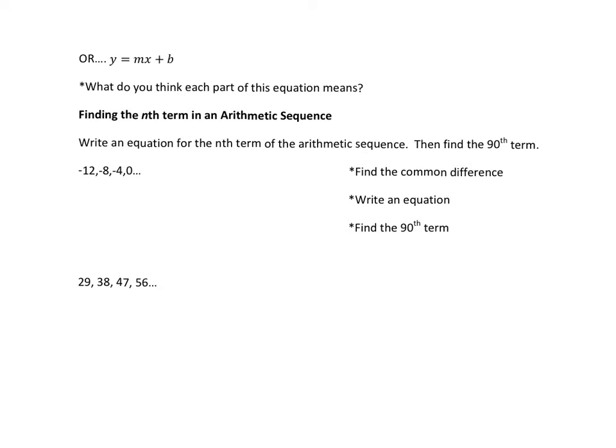So here, m represents, we usually think slope, but this will be the common difference, so what that sequence is going up or down by. And b is, we think of y-intercept. Well, it's the zero term, right? Zero term, otherwise known as the y-intercept.